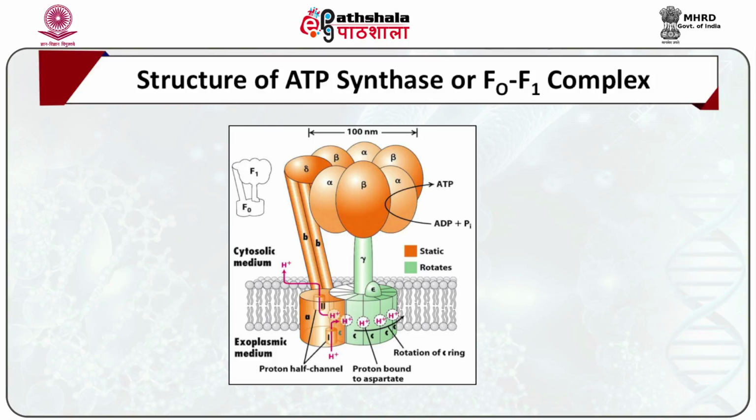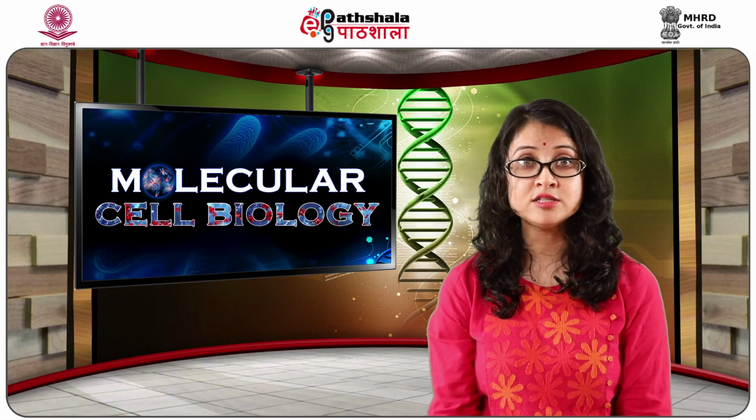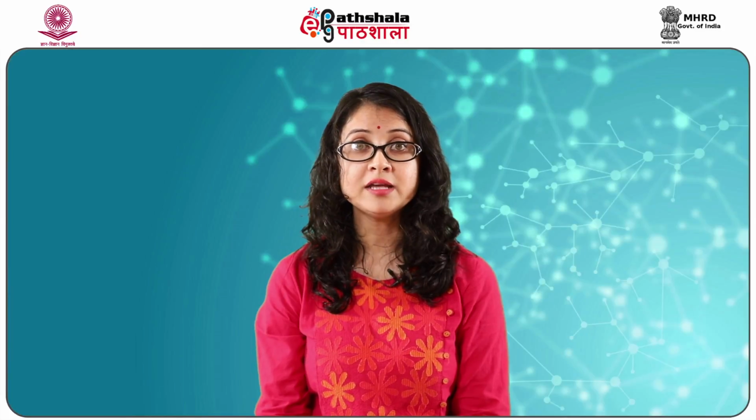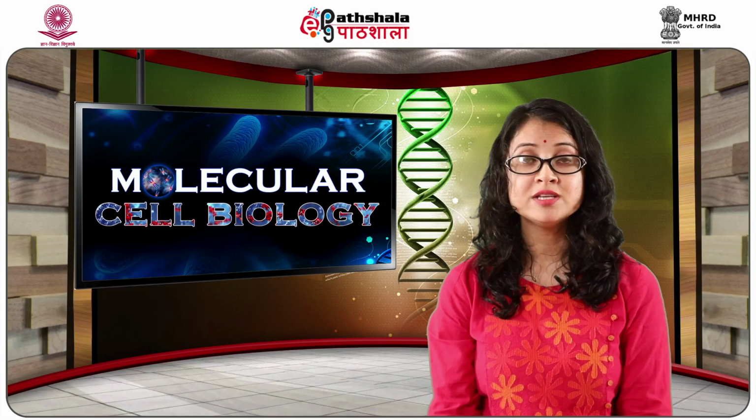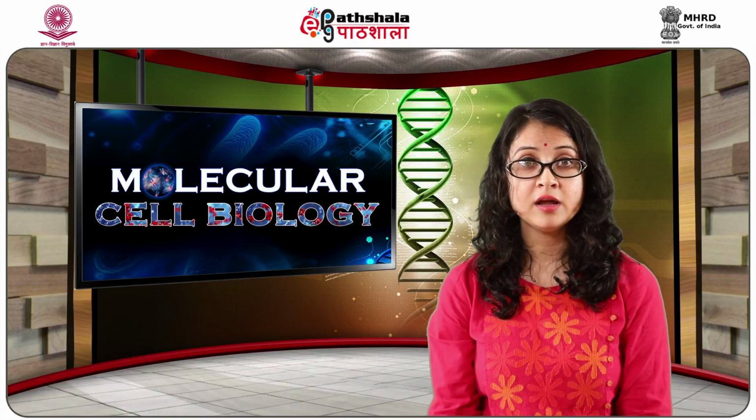The structure of ATP synthase or F0-F1 complex. This complex has 2 components, F0 and F1. Both of these proteins are multimeric. The F0 component consists of 3 integral membrane proteins A, B and C. 1 unit of A, 2 subunits of B and usually 10 subunits of C are organized as A1, B2, C10 in the plane of a ring and embedded into the mitochondrial membrane.